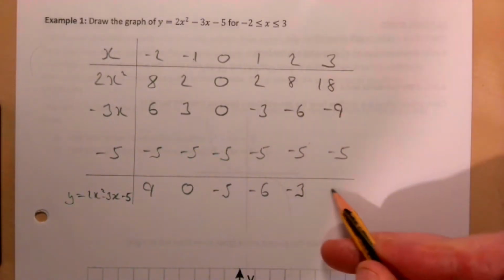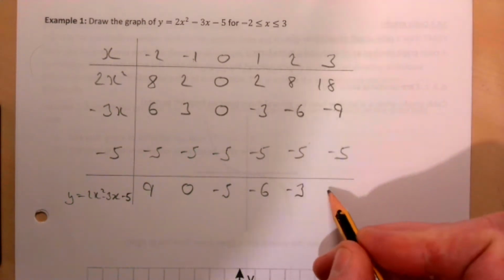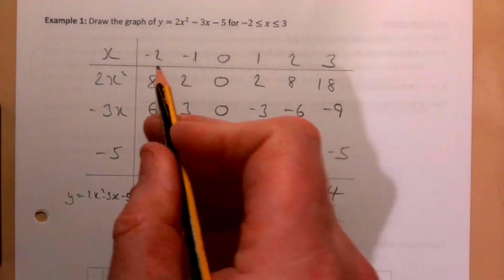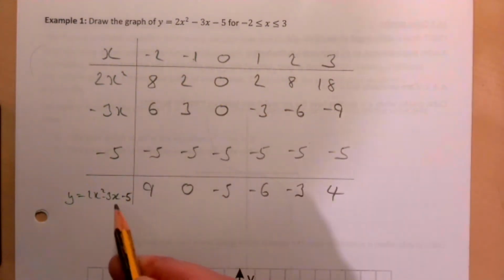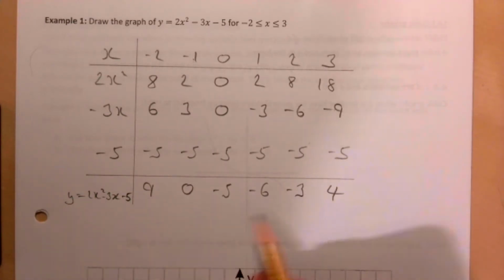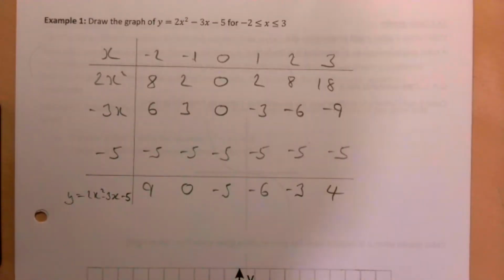For some reason I thought this was minus 4, which, of course, it's not. It's going to be 4. And that now makes an awful lot more sense to me. So here are our x coordinates and here are our y coordinates. I need to go as high as 9. I need to go as low as minus 6, so it's just going to be 1 square for 1.